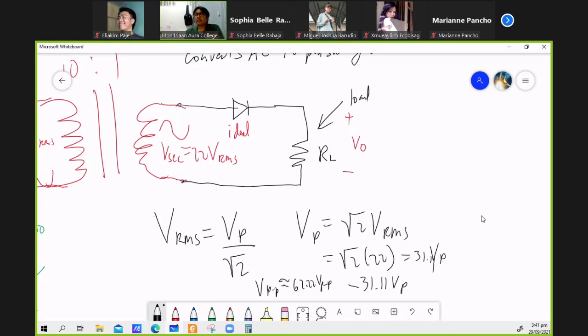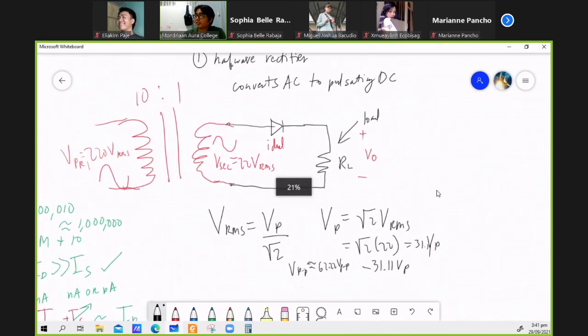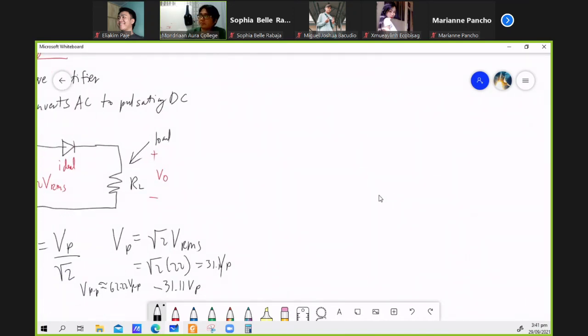Okay? But to simplify our analogy, mag-a-assign na lang ako ng peak value. So let's say 10 volts sa positive half cycle and negative 10 volts sa negative half cycle. Okay? So we're going to analyze first sa positive half cycle. So positive half cycle muna tayo. Usually ang ginagawa ko sa klase, nilalagay ko lang plus HC. Ibig sabihin yan, positive half cycle.